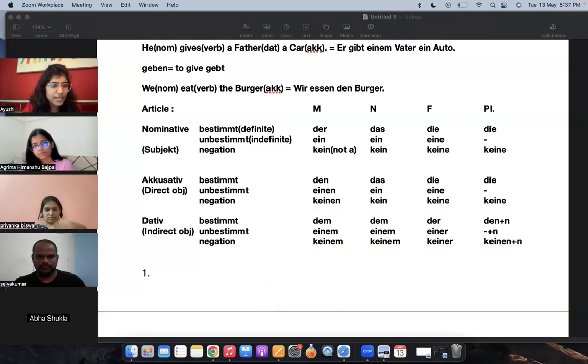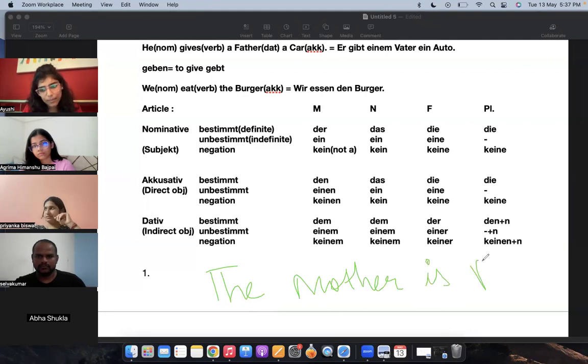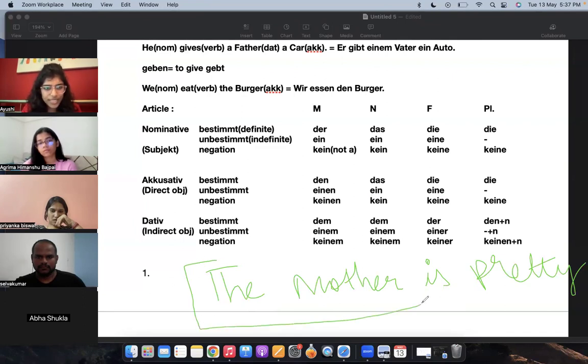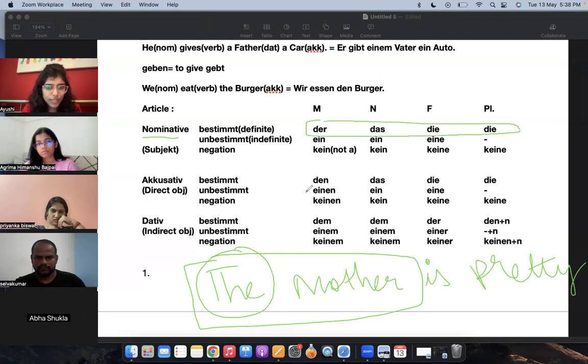Okay. So now I have just given an example. What was that? The mother is pretty, right? So if you see in this example, Agrima, as you mentioned, this is a subject, correct? If it's a subject, then that means it's nominative. In German, we call it the nominative case. So now we got to know that we have to pick this 'the' from this row. We don't have to pick from here, because the mother is a subject. And whenever we talk about the subject, we always pick our articles from nominative.